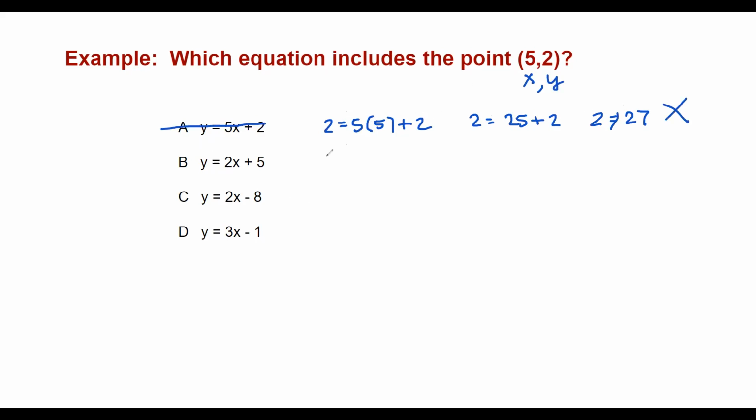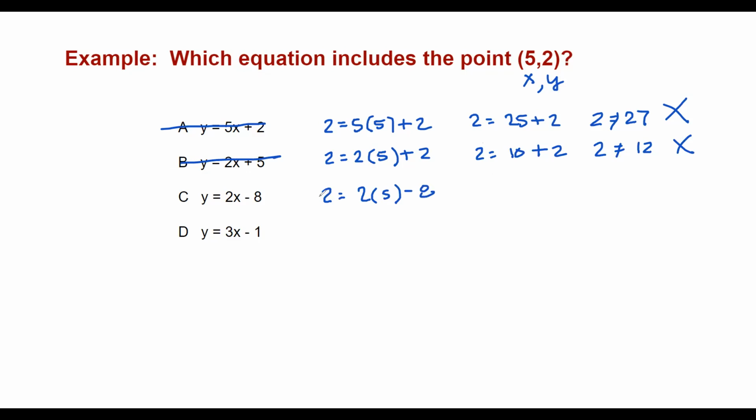Let's do the same thing with B. 2 = 2 times 5 plus 2. 2 = 10 + 2. 2 is not equal to 12. Move on to C. Sometimes you have to take your time and be patient. You might have to go through all of the answers.